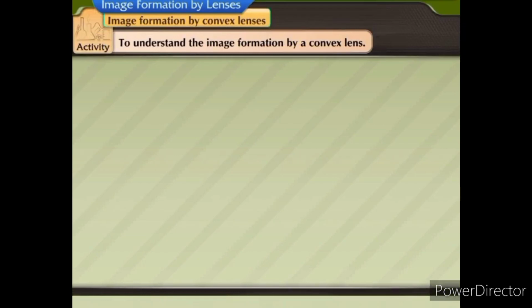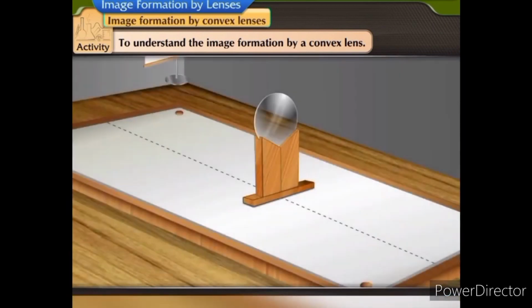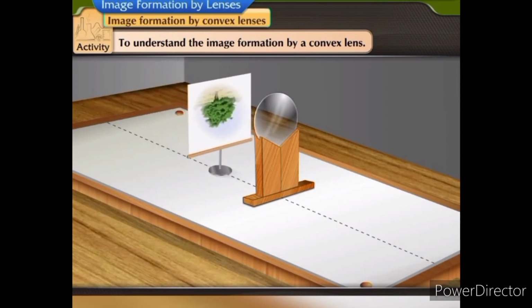Let us perform an activity to understand the image formation by a convex lens. First, let us find the approximate focal length of the convex lens. Obtain a well-defined image of a distant object on the screen. Measure the distance between the screen and the lens. It is the approximate focal length of the lens. Let us call it f.